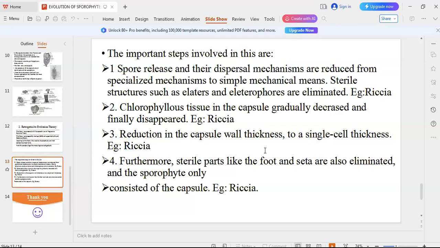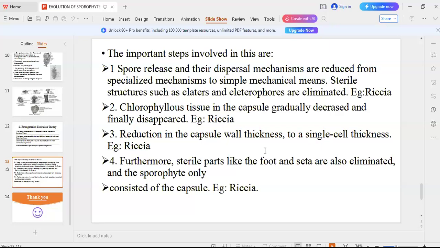Example is Riccia. Chlorophyllous tissue in the capsule gradually decreased and finally disappeared. We observed chlorophyllous tissue in the capsule of Funaria, Polytrichum, Anthoceros, but it decreased and finally disappeared. That is the Riccia example, so no chlorophyllous tissue is there in Riccia. There is also a reduction in the capsule wall thickness to a single cell thickness. Because of that, in Riccia only the fertile part is there.